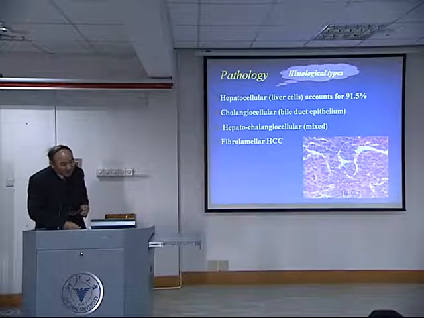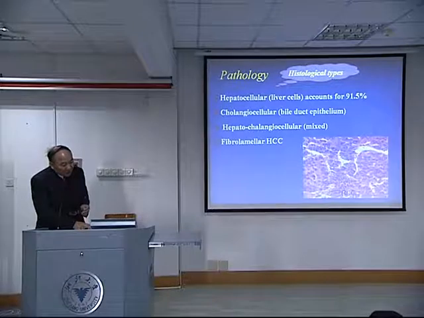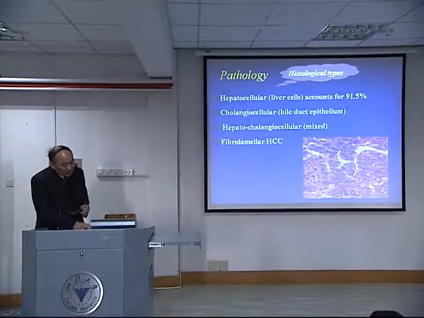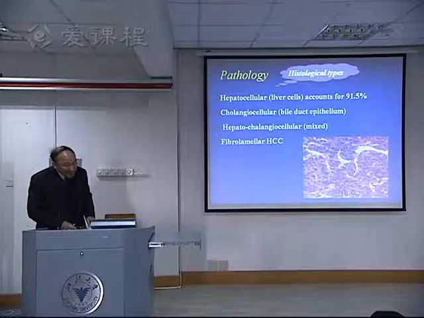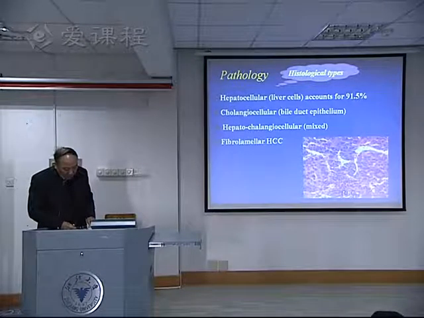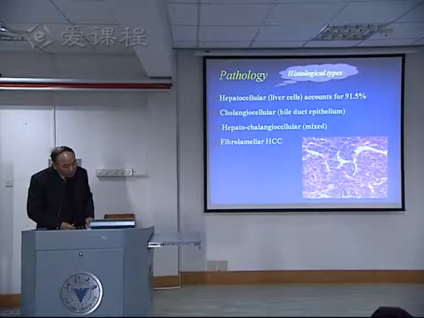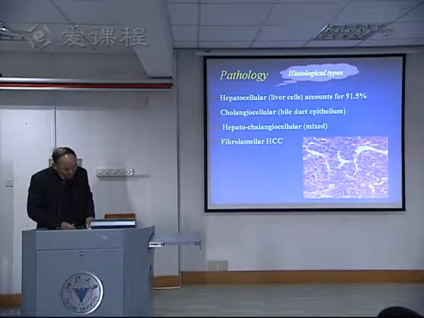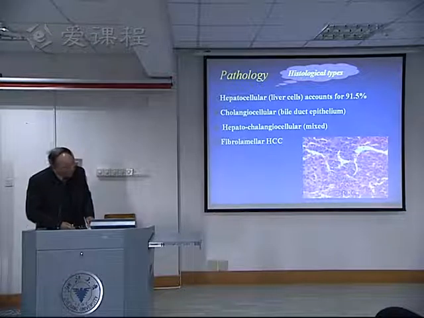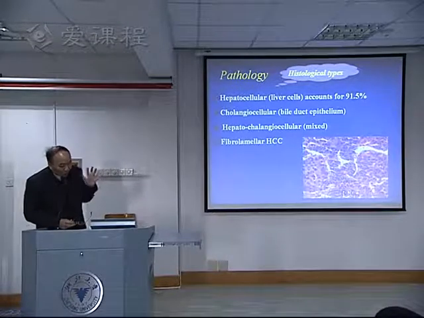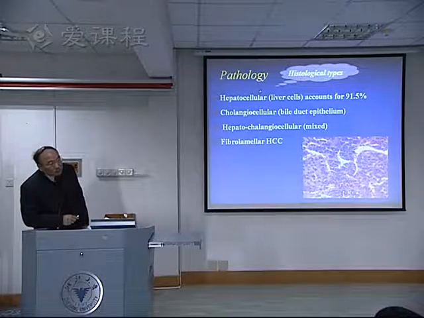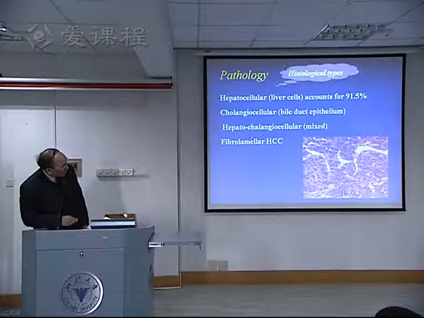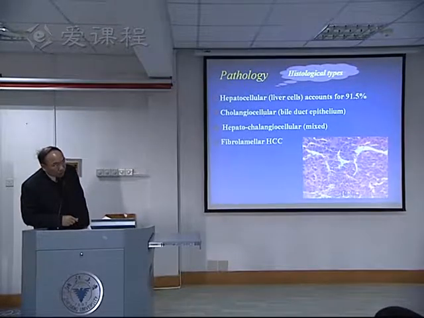If a patient is suffering from hepatocellular carcinoma, there is pathology in its manifestation. Here we show the histological types of liver carcinoma: it can be derived from hepatocellular carcinoma, cholangiocarcinoma, hepatocholangiocarcinoma, and fibrolamellar carcinoma. These are the four types. But usually hepatocellular carcinoma is the most common. This carcinoma usually occurs in young patients as well.